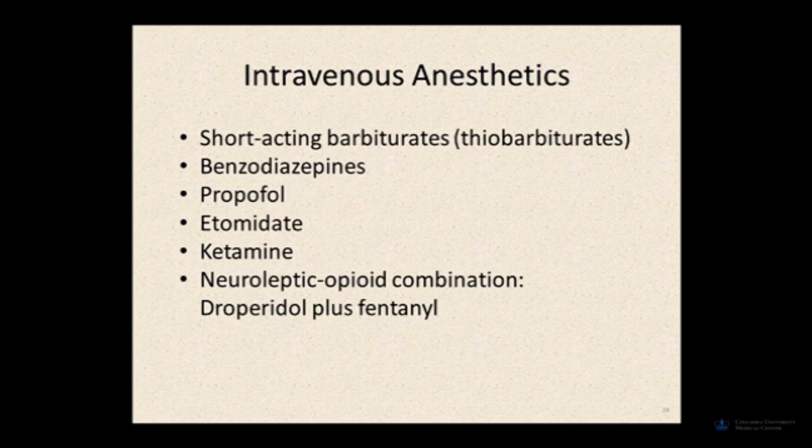And then we have what are called the neuroleptic opioid combinations. These are when neuroleptics, which are drugs that are tranquilizers or antipsychotic drugs, are used along with opioid analgesia. So they're used in combination. Droperidol is an example of that. Droperidol is an antidopaminergic drug. And fentanyl, which is an extremely potent opioid analgesic drug.